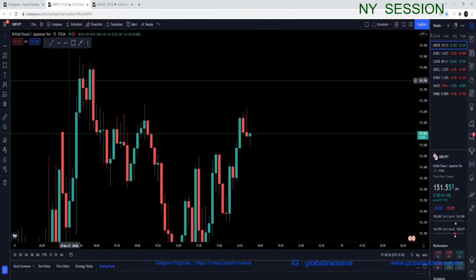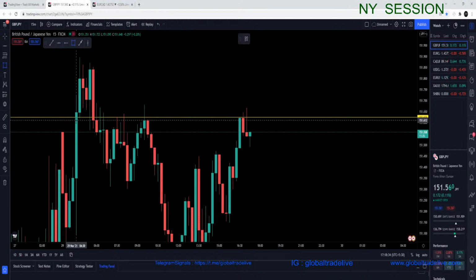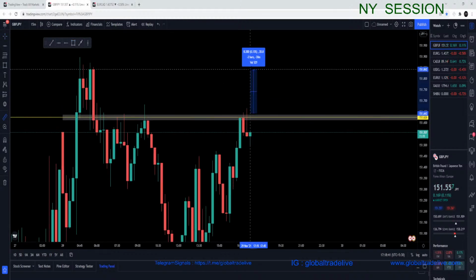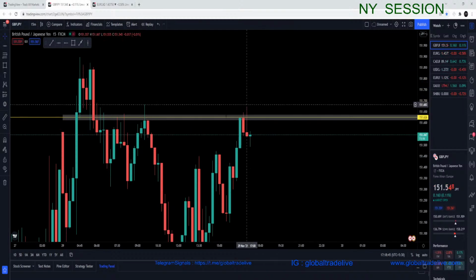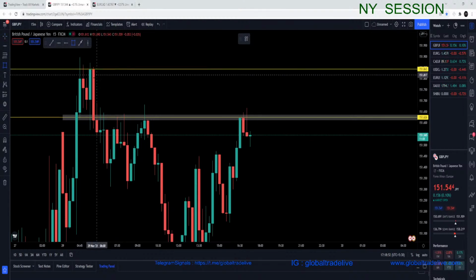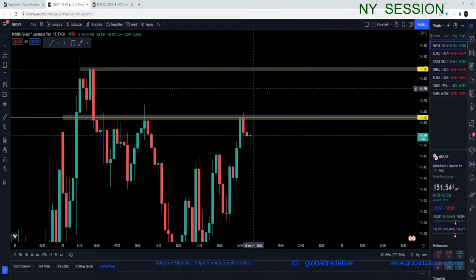So now what do we have? We have a new resistance above which we can look for buys, but obviously I need a candle to close above this area and then move up. So I will be waiting for a candle to close above this area. So this will be target.